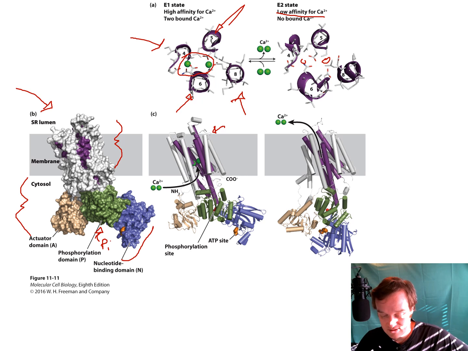And then in C here, like I said, you can see the alpha helices and the ribbon structure of the 2 different conformations. When there is no bound phosphate, the calcium is locked in the middle here, and then once hydrolysis happens, you can see a phosphate that's bound, and that changes the conformation, and it will release the calcium ions out.